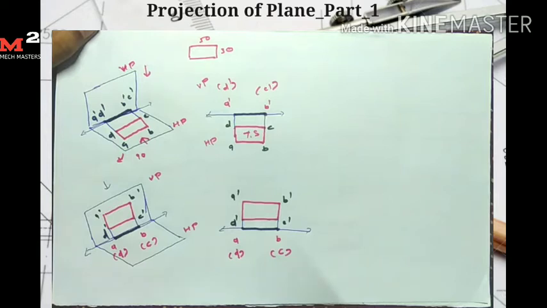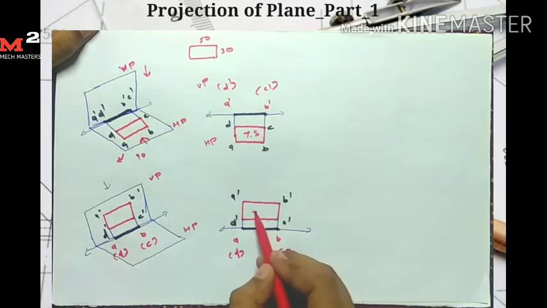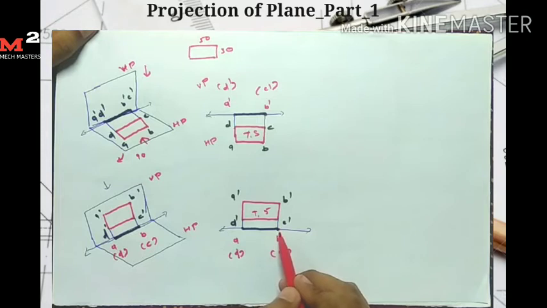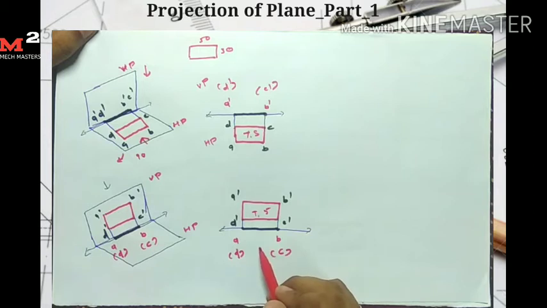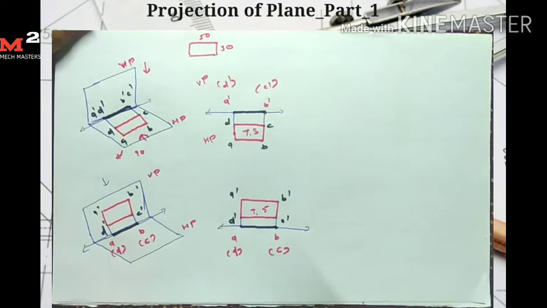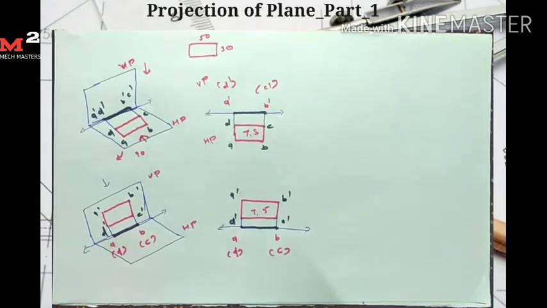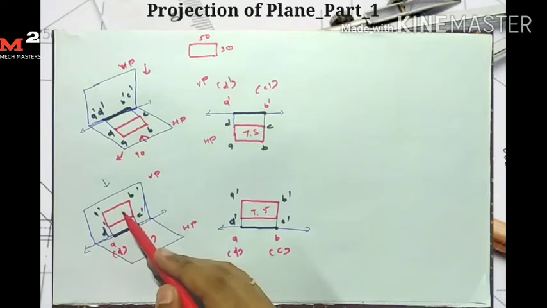The conclusion of this case is, if the plane is resting on the vertical plane, then we draw its true shape in the vertical plane, and in the horizontal plane it's seen as a line. In the front view it's seen as a true shape, a rectangle, and in the top view it's seen as a line. So from these two cases we conclude that we draw the true shape of the plane on the plane on which it is resting. If the plane is resting on HP, then we draw its true shape on the horizontal plane, and if the plane is resting on the vertical plane, then we draw its true shape on the vertical plane.